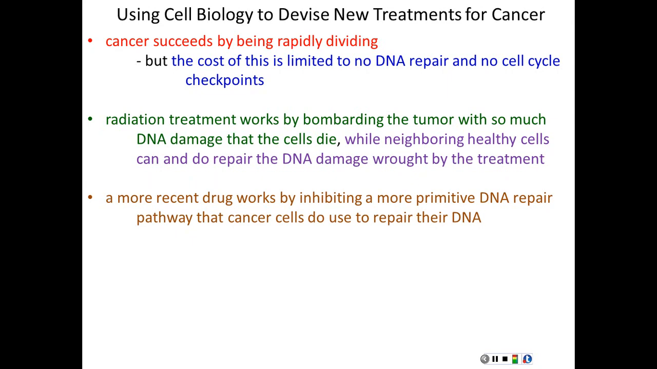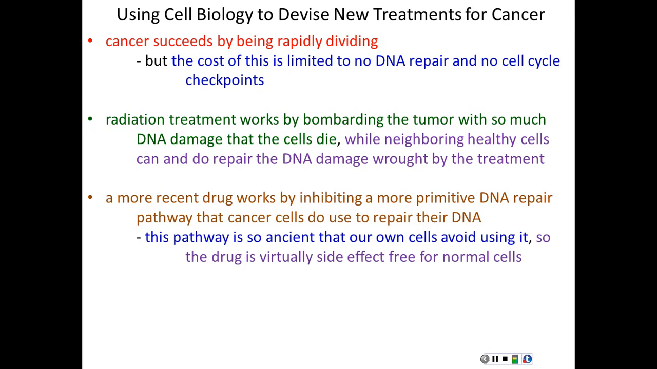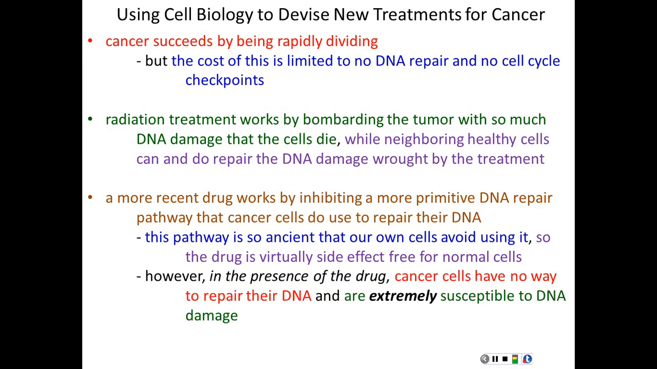A more recent drug works by inhibiting a more primitive DNA repair pathway that all of our cells have. Cancer cells use this primitive DNA repair pathway because it doesn't rely on a cell cycle arrest, but our other healthy cells avoid it because it's not very good. It's very primitive. Our other cells can halt the cell cycle and repair DNA more efficiently. The drug doesn't affect healthy cells because healthy cells don't use this primitive DNA repair pathway, but since cancer cells are using it almost exclusively, the drug affects cancer cells.